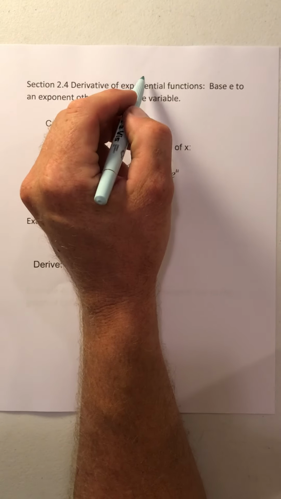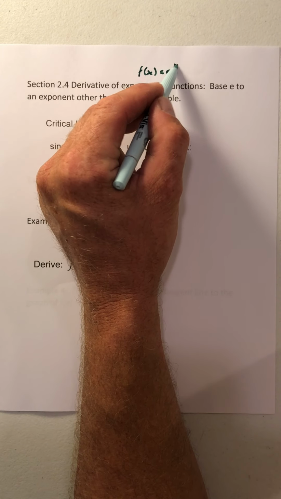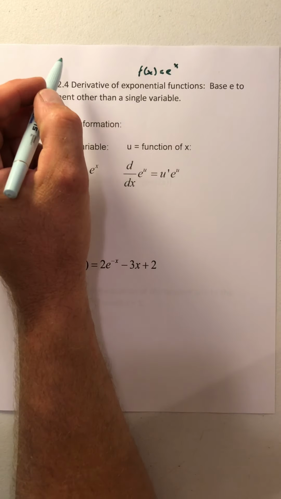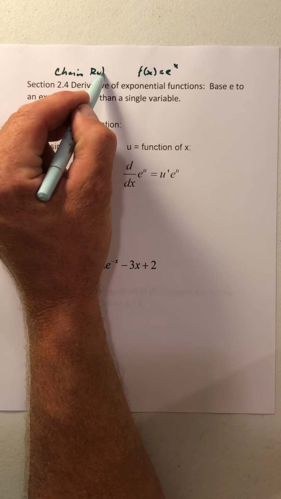Remember, exponential functions at this point, f of x is going to equal e to some variable. We've looked at x at this point. But today we're going to change that exponent, and it's going to be a function of x. So it's no longer going to be that single variable. So we're going to look at how we find that derivative. This is also going to go into another part of our chain rule, of course, section 2.4.